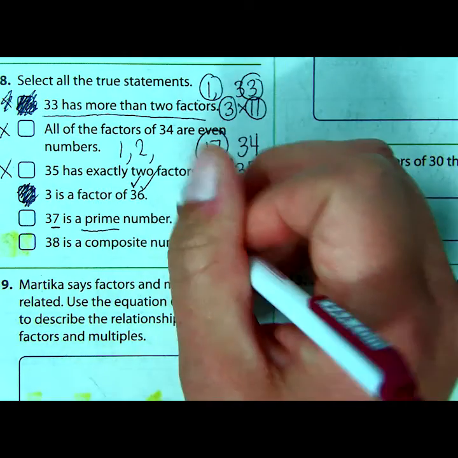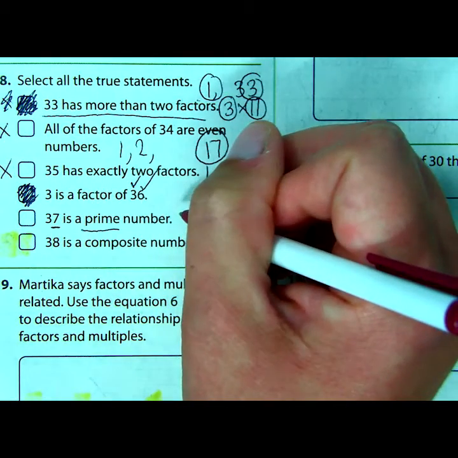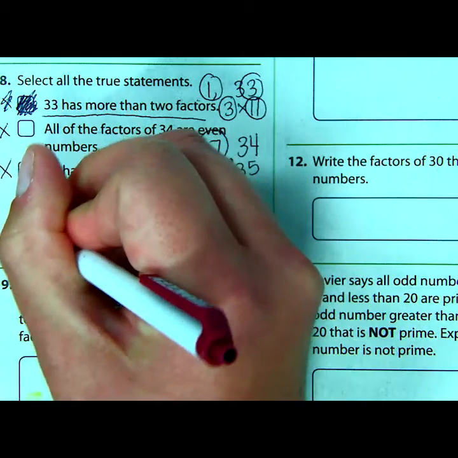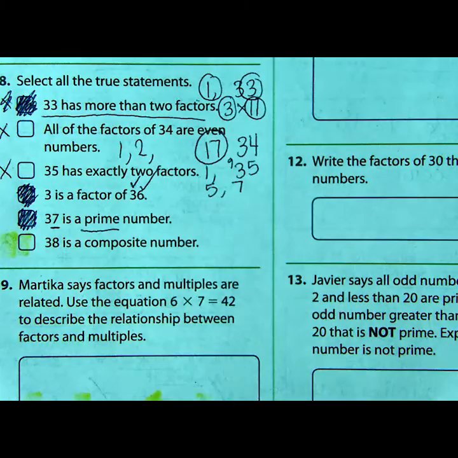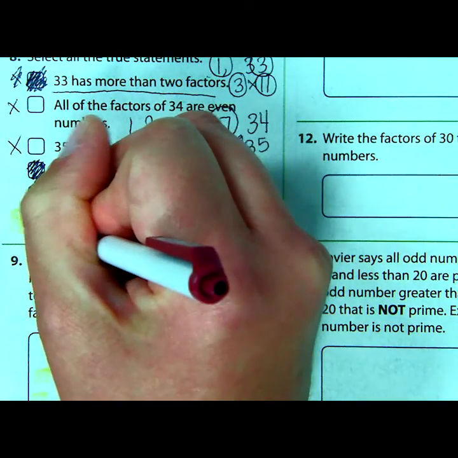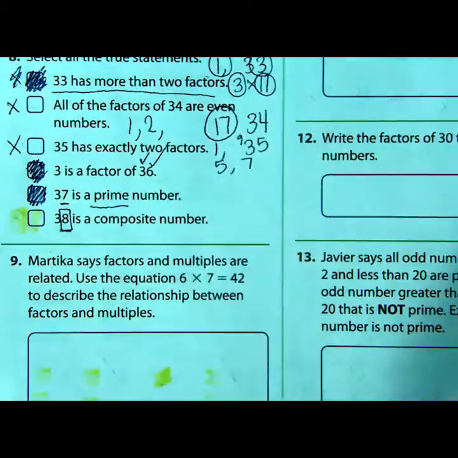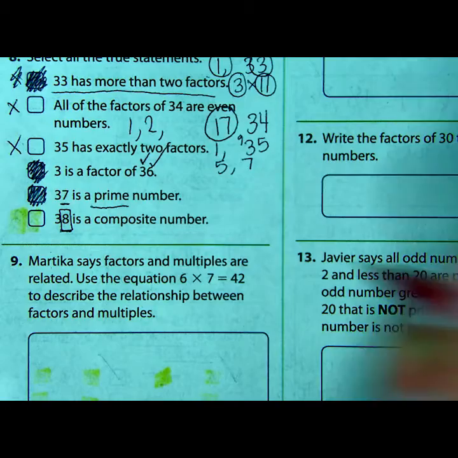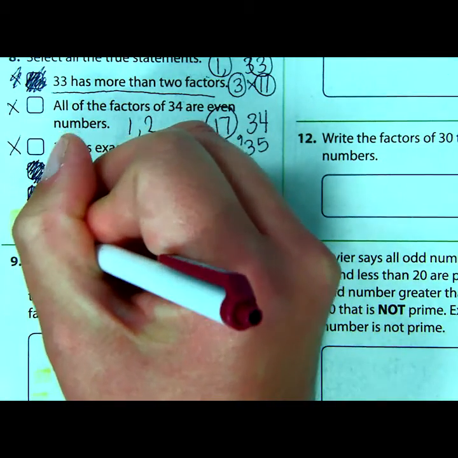Now we've reached a high enough number. We know that there are no other factors. This is a prime number. 38 is a composite number. Right away I know it's composite. Why? Because there is an 8 here at the end that is even, so I know that 2 can go into this number. So this is a composite number.